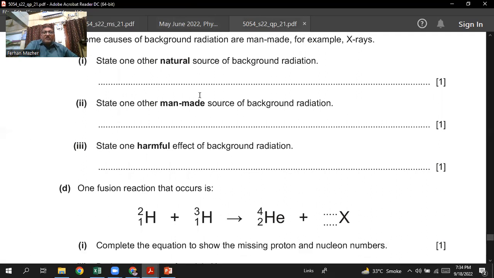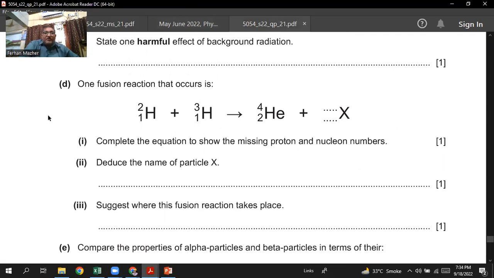Now the next thing is, he says one fusion reaction that occurs is shown here. This is an isotope of hydrogen. This is an isotope of hydrogen. They join together by fusion, and they make the nucleus of helium. And with this, something is given out. You see its mass number is 5 on this side. The mass number here is 4. So its mass number will be 1.